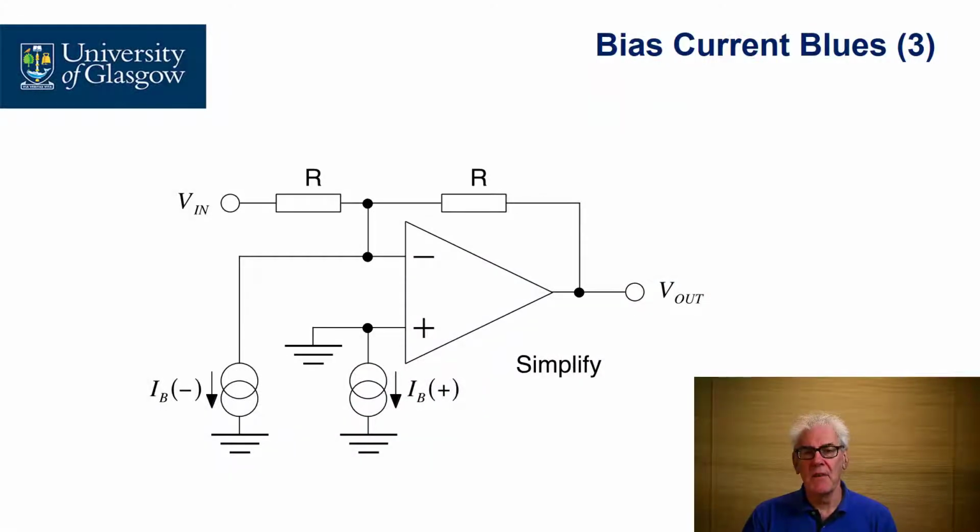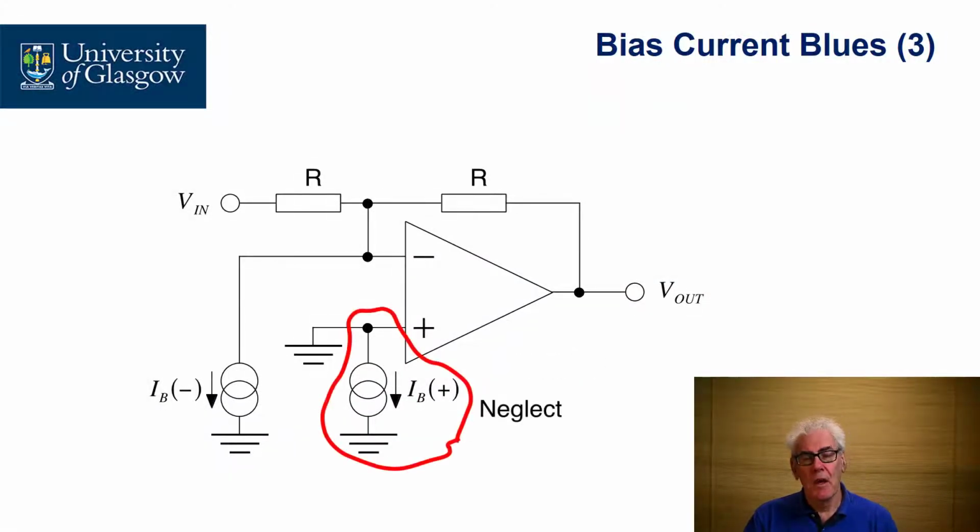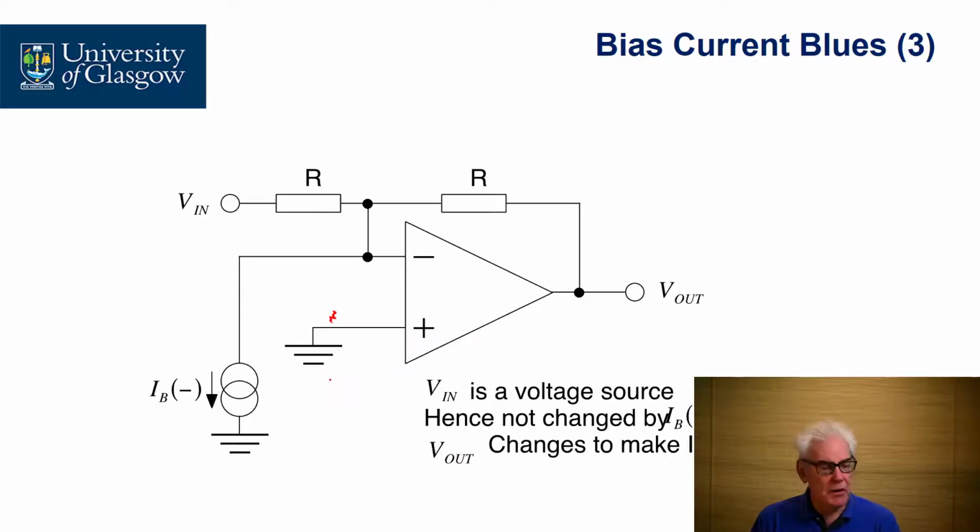So let's see if we can simplify this circuit. Well, the current flowing from the non-inverting terminal is connected from ground to ground. So we can actually neglect that current source because it's not going to change the voltage at this node here, because it's defined by the connection to ground. We can also make the assumption that the input voltage comes from a voltage source, so it is not changed by any of the flow of bias current flowing through the circuit.